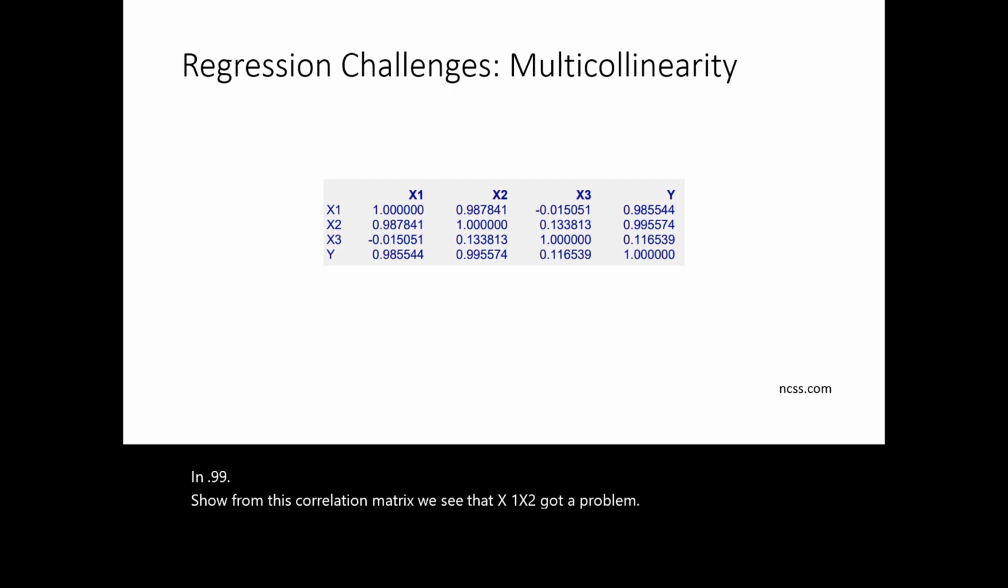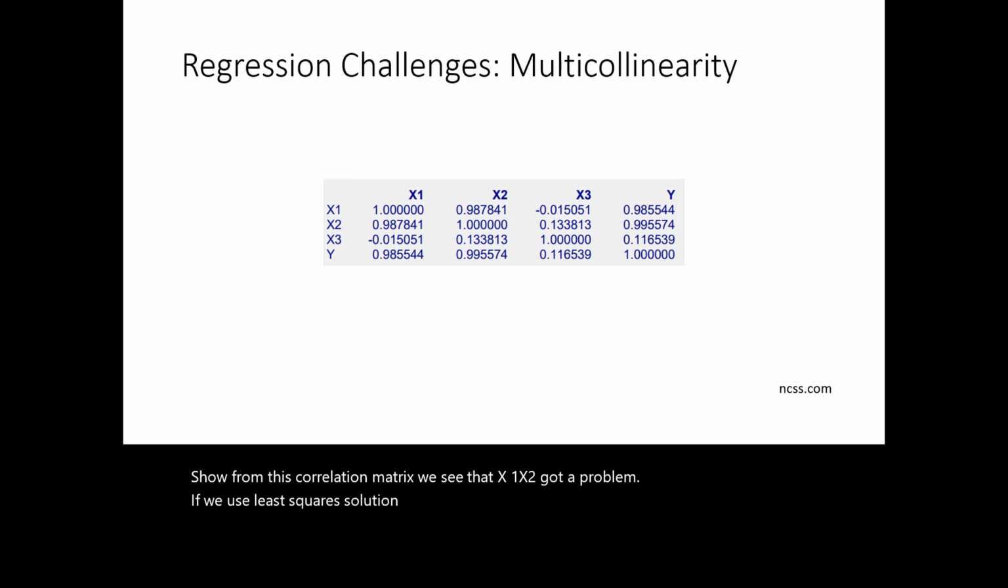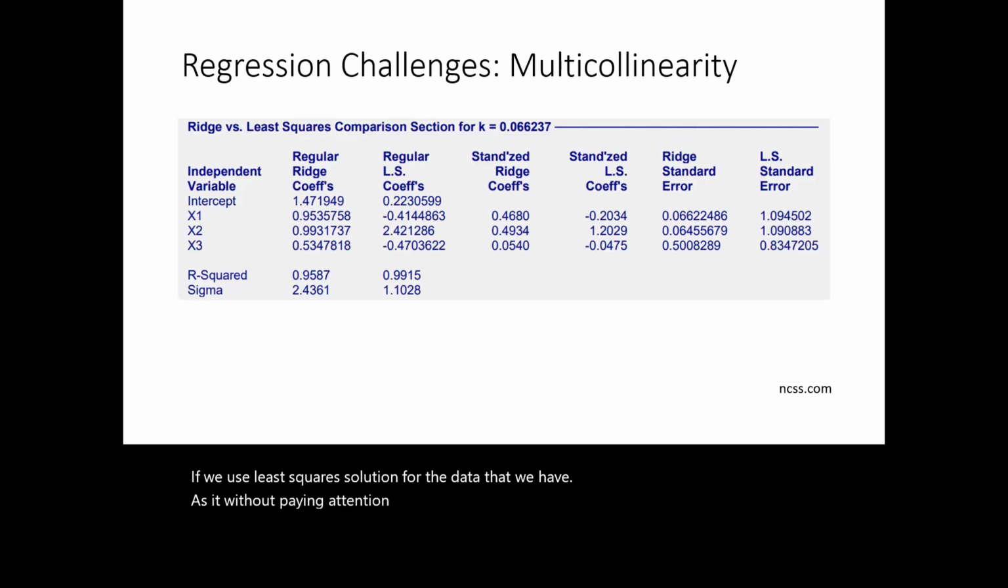If we use least square solution for the data that we have as it is, without paying attention to collinearity problem, the result looks like this. Intercept, regular, you want to look at this LS coefficient, least square coefficient. Intercept 0.22, x1 minus 0.4, x2 2.42.